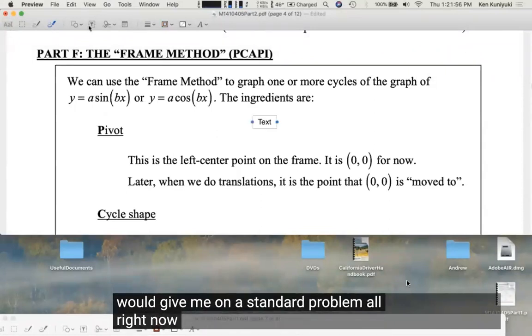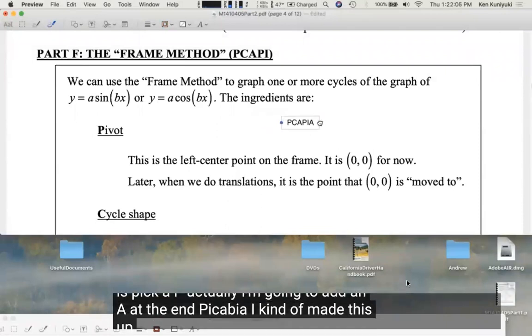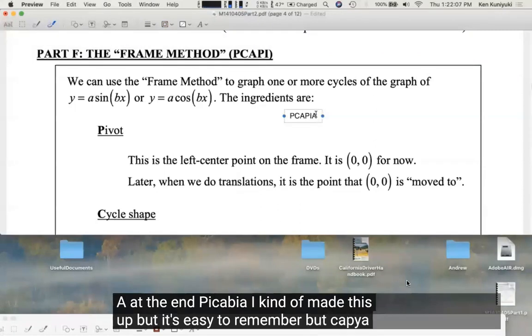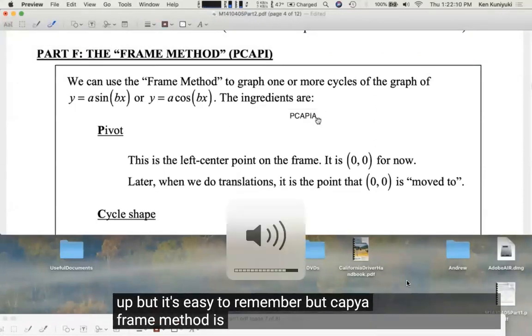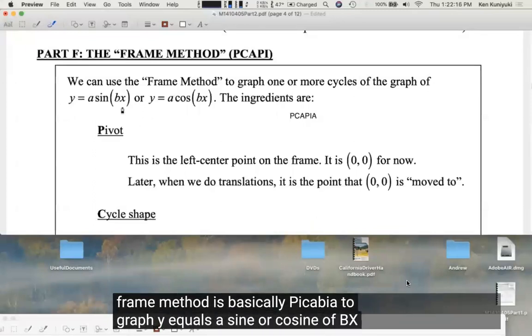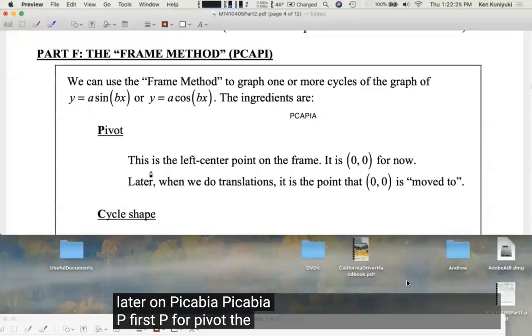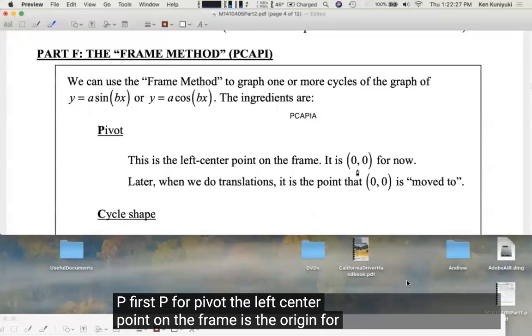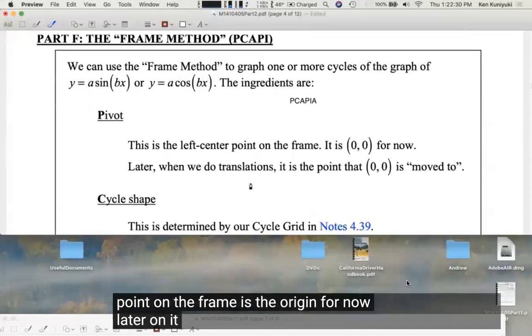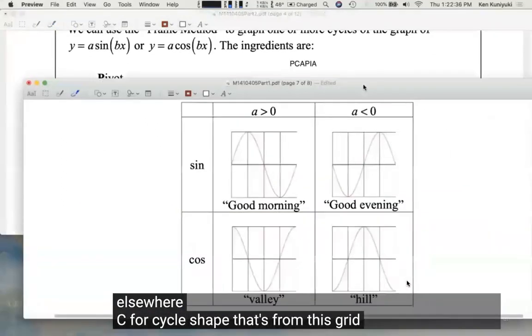All right. Now, the mnemonic or memory device is PICAPIA. Actually, I'm going to add an A at the end. I kind of made this up, but it's easy to remember. Frame method is basically PICAPIA, to graph y equals a sine or cosine of bx, and we will extend to other trig functions later on. P, first P for pivot. The left center point on the frame is the origin for now. Later on, it might be translated elsewhere. C for cycle shape. That's from this grid over here, remember?